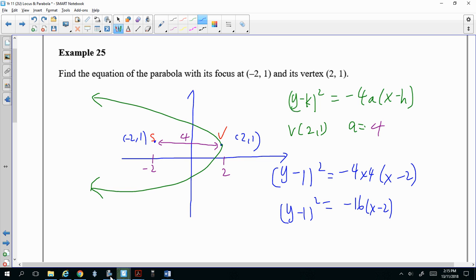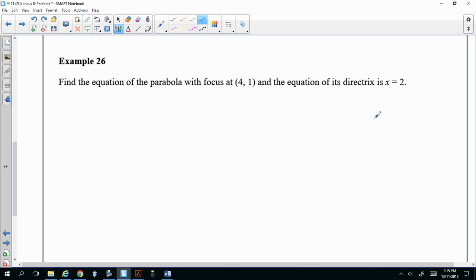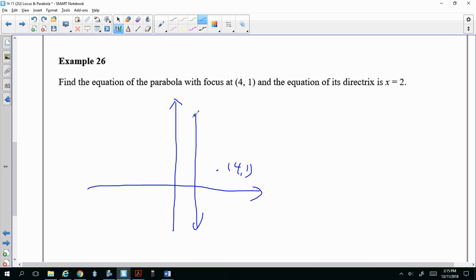It says find the equation of the parabola with the focus at (4, 1). So you just try to draw it. (4, 1) is 4 across, 1 up. And then the directrix is x equal to 2. Okay, so you have to work out the vertex. So this is 4, so the vertex must be the halfway mark, must be 3. So (3, 1), because they must have the same y value, right? So we've got the vertex. Once you've got the vertex, find the focal length, which is just 1. That's your a.